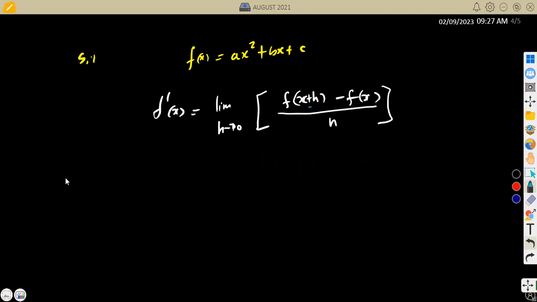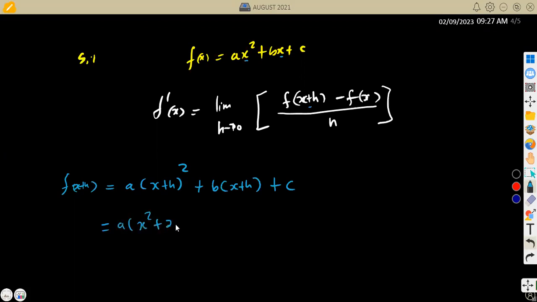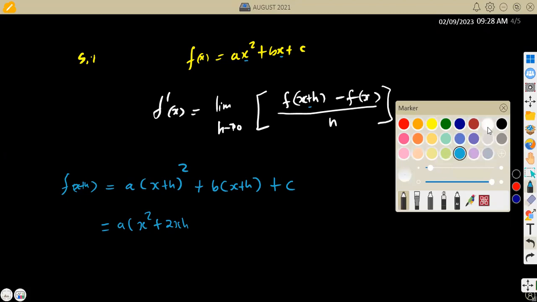Okay, so let us just find f of x plus h aside here. In place of x, we are going to substitute x plus h. So it's going to be a into x plus h squared, plus b into our x, which is now represented by x plus h, plus c. You have to expand x plus h, either by using your identities, where we know that this is going to give us x squared plus 2xh, or just expand the brackets aside. Let me just show here.